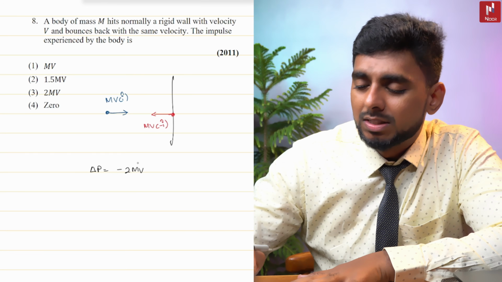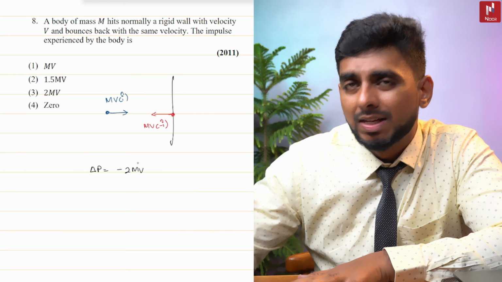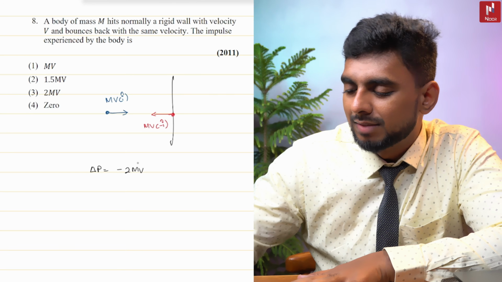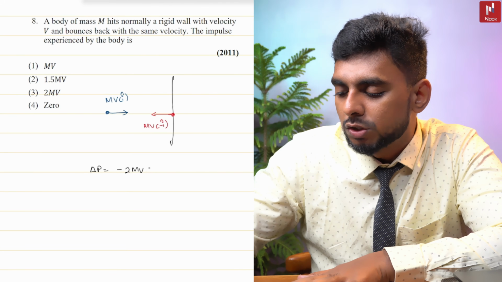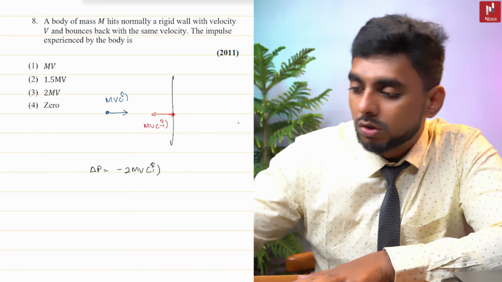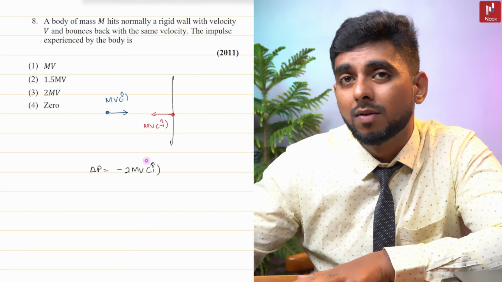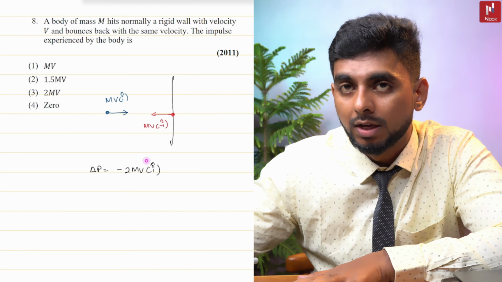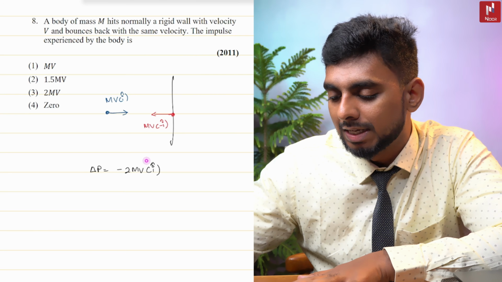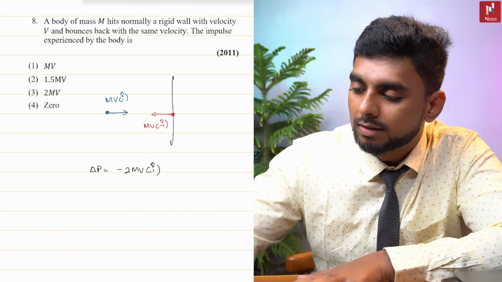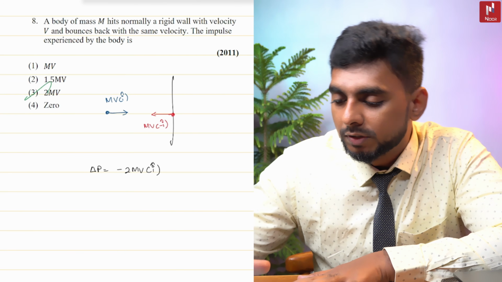They have just given us the question bluntly, therefore direction doesn't matter. In this situation you will end up getting minus 2mv i cap. So the change in momentum experienced by the ball has a magnitude of 2mv. That's what they're asking us to find. So the answer here is option 3, right? We shouldn't have doubt.